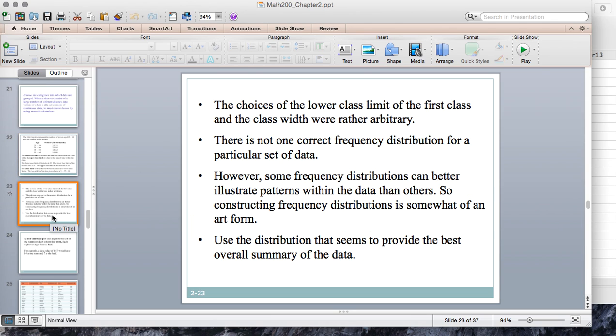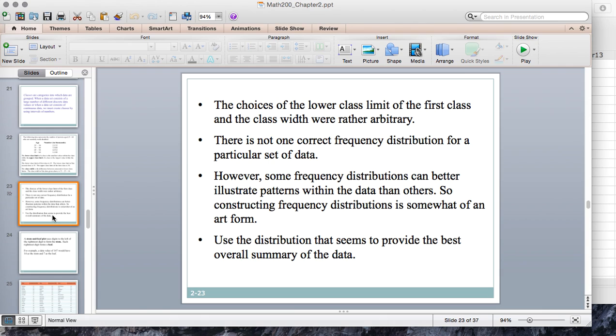There are some rules about creating classes, but it's more of an art than a science. The choices of the lower class limit of the first class and the class width are pretty arbitrary. You want to pick something that makes sense, and there isn't a way that I can tell you that's always going to come up with the perfect classes. But as you practice this, you'll get used to creating nice classes.